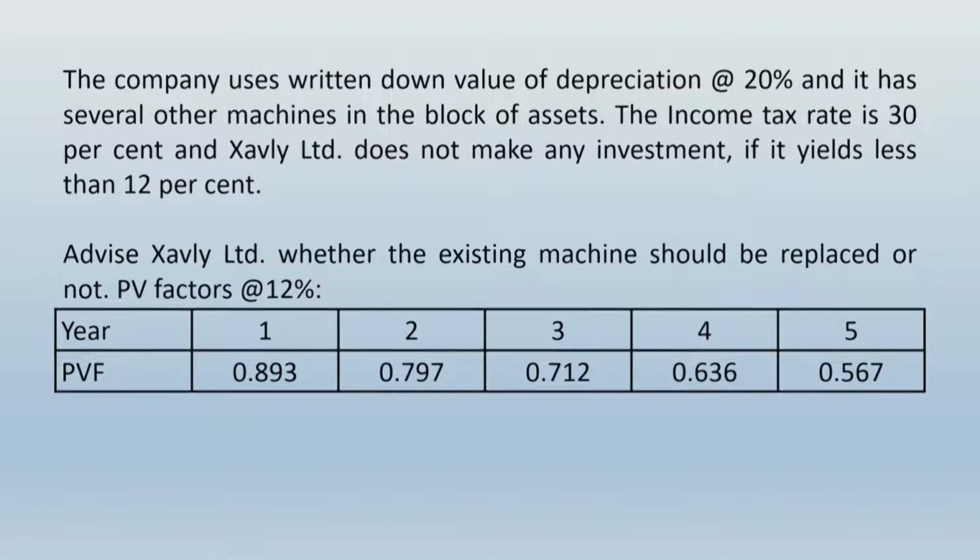The company uses written down value depreciation at 20% and it has several other machines in the block of assets. The income tax rate is 30% and Zavli Limited does not make any investment if it yields less than 12%. This line indicates that 12% is the cutoff rate. The company is not interested to make any investment below 12%. So 12% is the cutoff rate. So we will be considering 12% as the discounting rate, and they have given the PV factors for the next 5 years already using the same discounting rate of 12%.